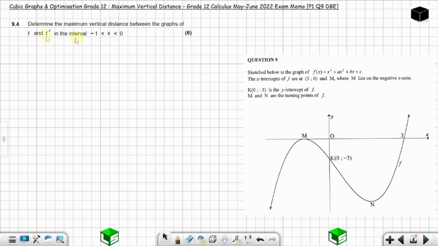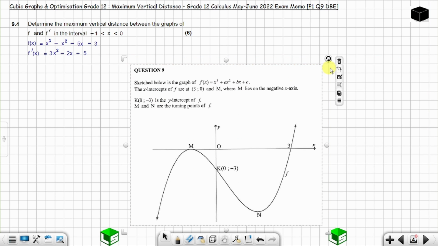If you check from the previous question, f of x is equal to this. This is f of x from the previous question, and f prime of x is equal to 3x squared minus 2x minus 5. So you have the two equations, the equation of f and the equation of f prime. Let's try and sketch the two graphs so that you can understand what the question is requesting from you.